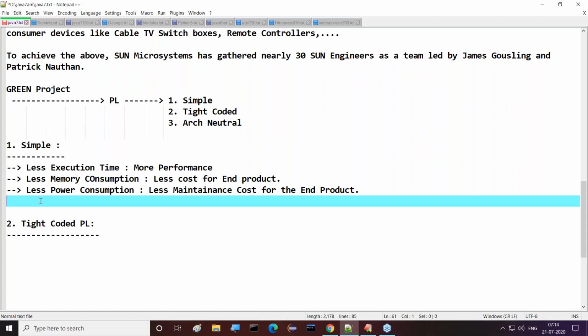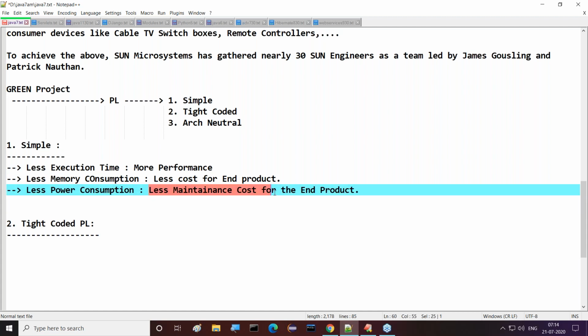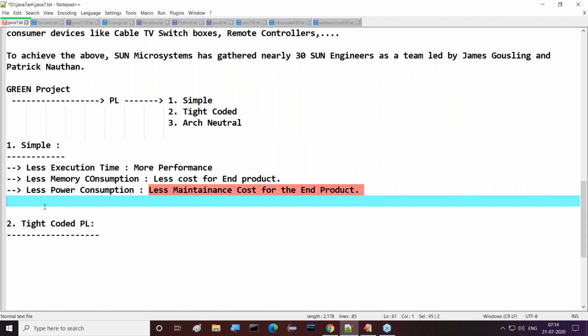Previously, I used to change the battery in my remote controller every 6 months. But because of this more energy consumption, because of more drain on the battery, the battery lifetime will be reduced. When battery lifetime is reduced, automatically the maintenance cost of the product will be increased. So when less power consumption is going on, lesser maintenance cost of the end product will be provided.